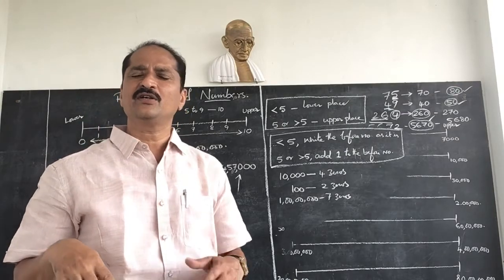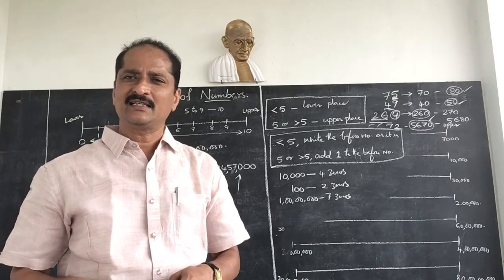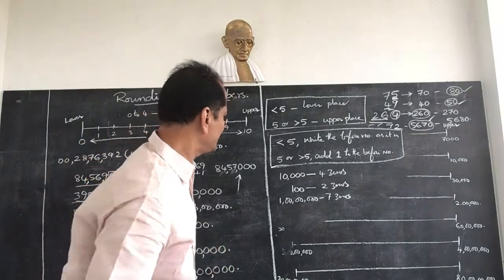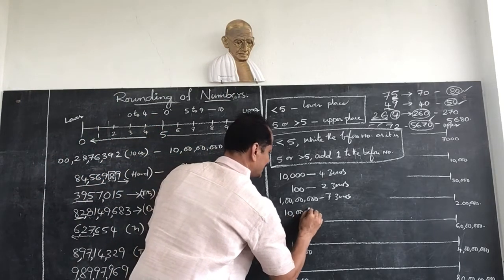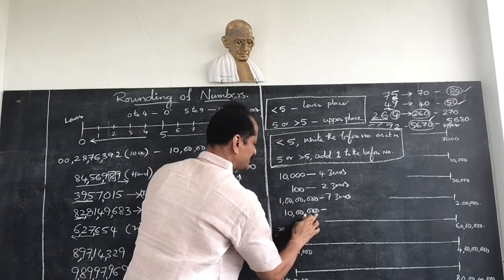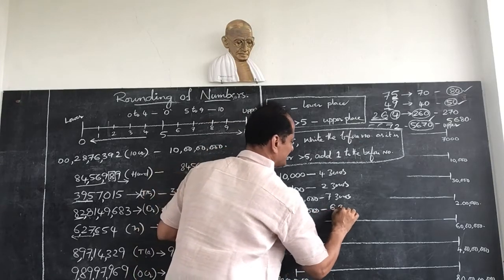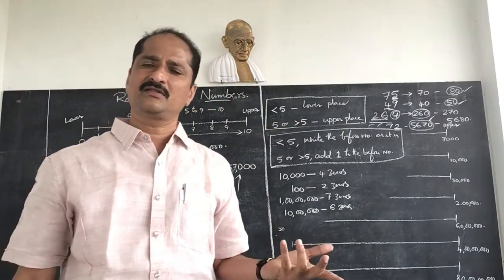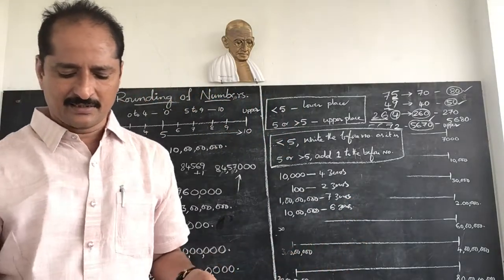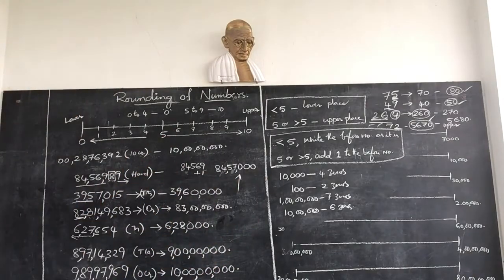If you are rounding to 10 lakhs, how many zeros does 10 lakhs have? Lakhs, thousands, units. So 10 lakhs means 3 plus 3, 6 zeros. Like that. So afterwards, easily you can calculate. So that is the rounding of numbers.